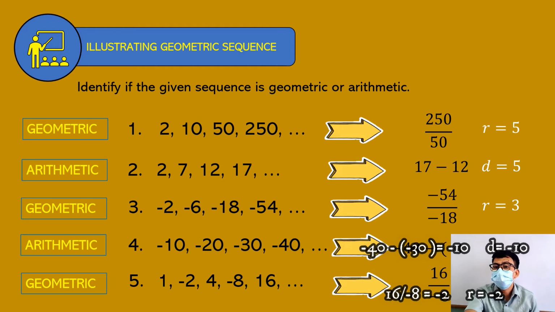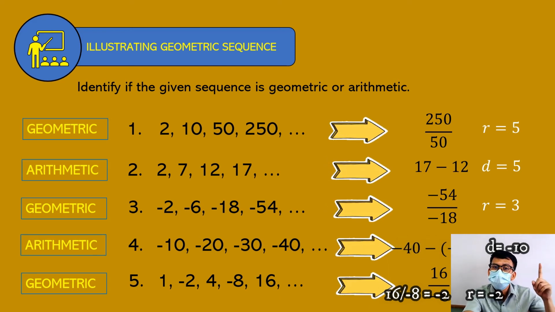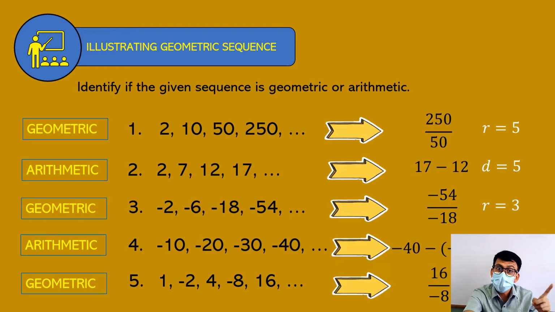Okay, I think it's so far so good. I think it's very easy to identify whether the sequence is geometric or arithmetic. Just take note of the common ratio, that's geometric. How do we obtain the common ratio? Divide the current term by the previous term. Arithmetic, subtract the previous term from the current term.